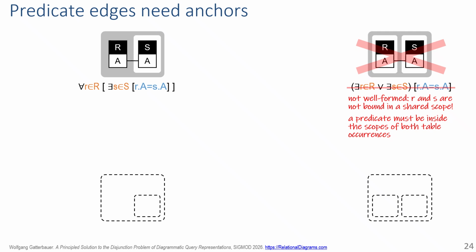Let's look at this issue in terms of zones. On the left side, we have 3 zones, Z1, Z2, Z3. R is in Z2 and S is in Z3. The predicate is also in zone 3 and is therefore inside the scopes of both table occurrences, R and S. On the right, we have 4 zones. Now, R and S are no longer nested. They don't share any zone. So we cannot have a predicate that references both R and S because there is no zone that lies within the scopes of both table occurrences.